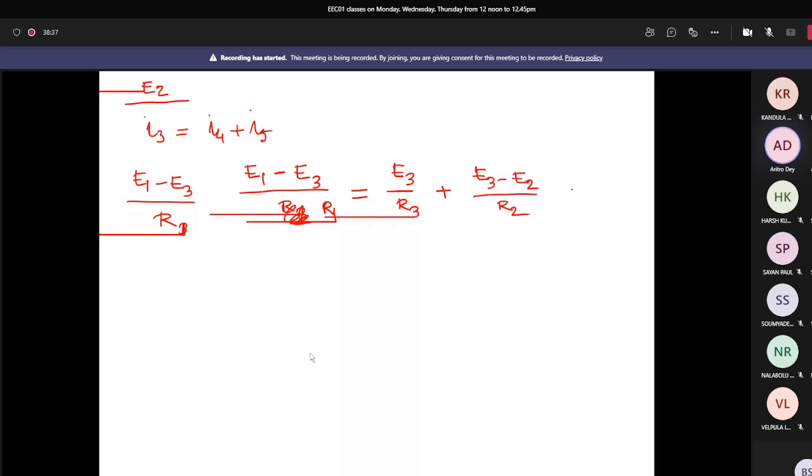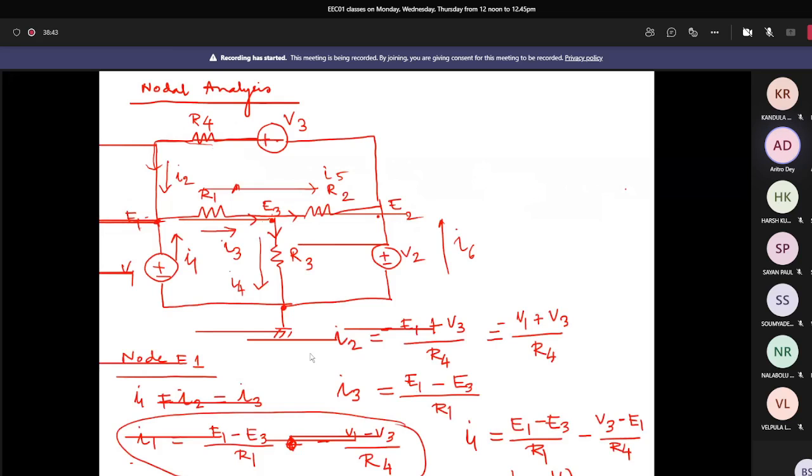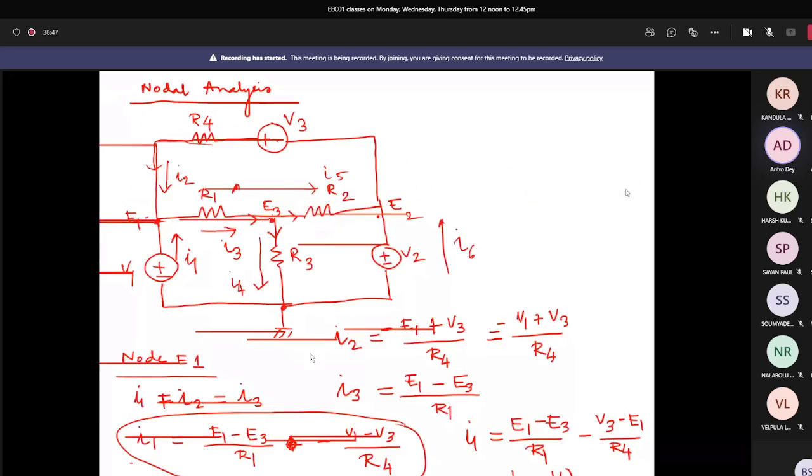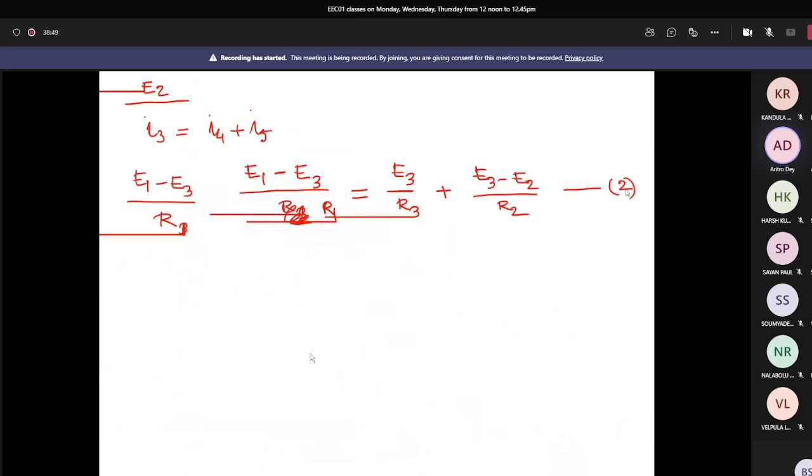So this is your node 2, right? Nothing is left. Next is E2. Sorry, this is E3. Oh, I wrote it the other way actually. E3 to E2. No, okay. So next is E2. Third, this is the E3 node. Next is the E2 node. At the E2 node, what is there?